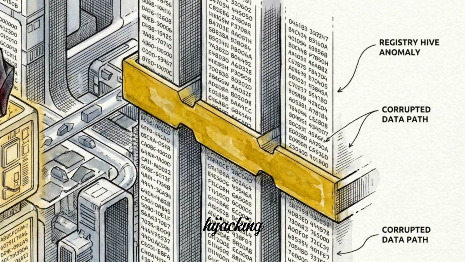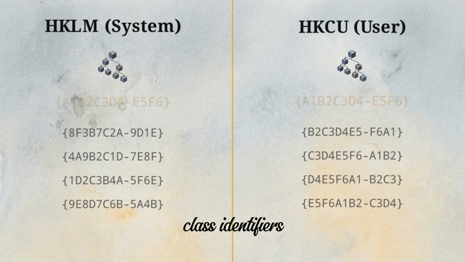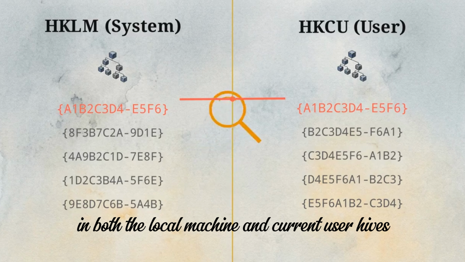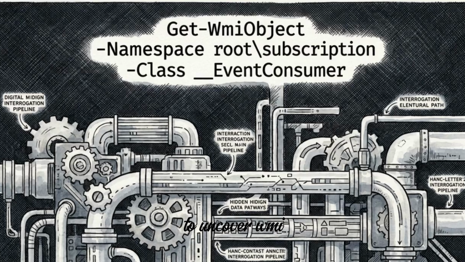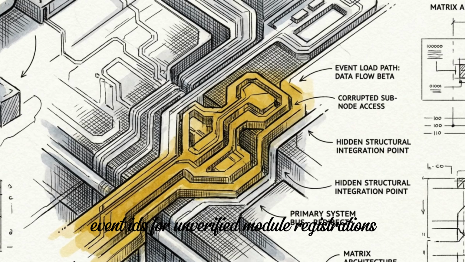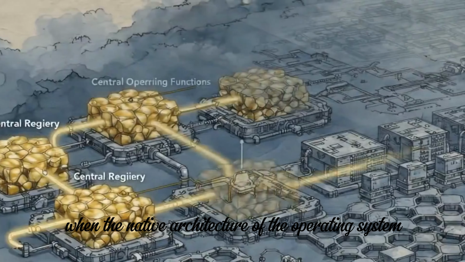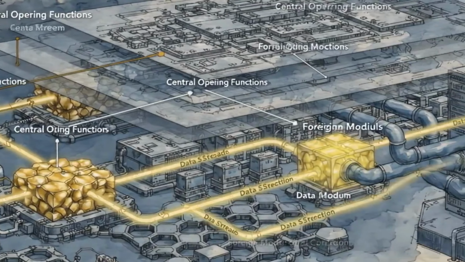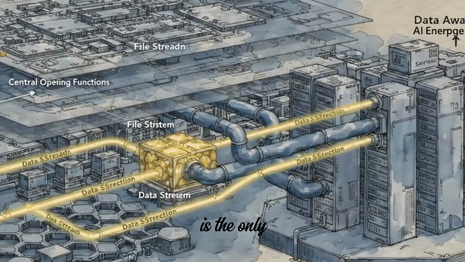For COM hijacking, defenders must actively hunt through the registry to identify anomalous, overlapping class identifiers that exist simultaneously in both the local machine and current user hives. To uncover WMI logic bombs, security teams must directly query the repository. Running this precise command audits the event consumers to expose unauthorized logic bindings. For application-level hooks like IIS backdoors, organizations need to continuously validate module load paths and monitor specific system event IDs for unverified module registrations. When the native architecture of the operating system becomes the primary threat vector, establishing deep systemic visibility is the only viable defense.